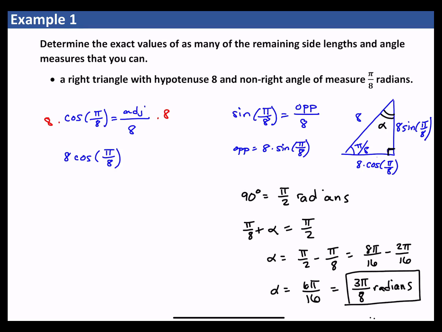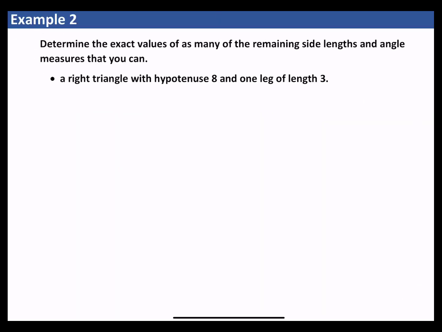Let's look at another example. Determine the exact values of as many of the remaining side lengths and angle measures that you can. We have a right triangle with a hypotenuse of 8 and one leg of length 3. So notice this time we do have a right triangle, but we don't know any of the other angles. We just know the hypotenuse is 8 and one of these legs is 3. Again, my triangle is most likely not at all to scale.